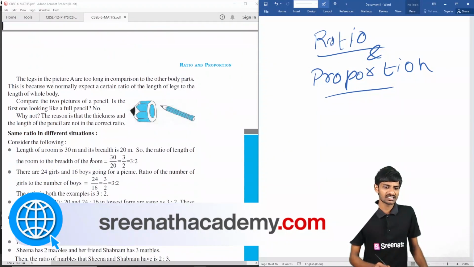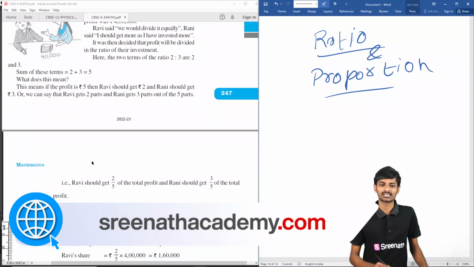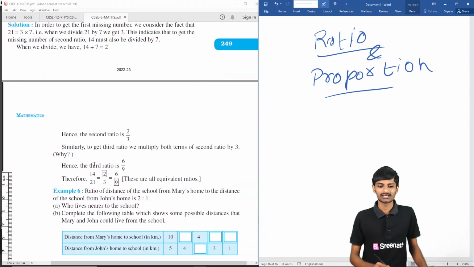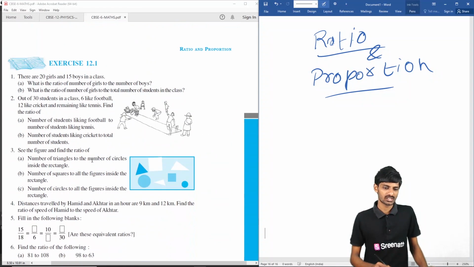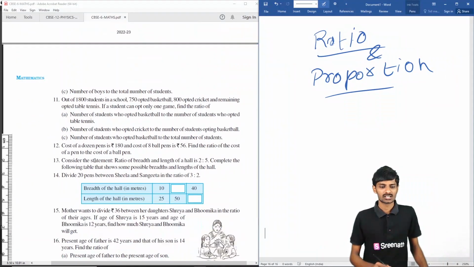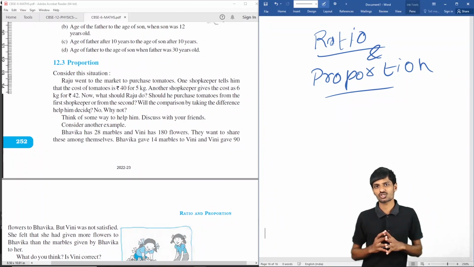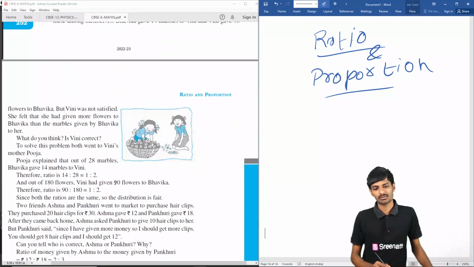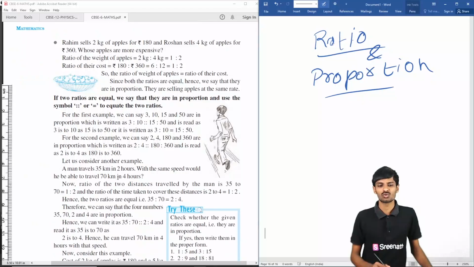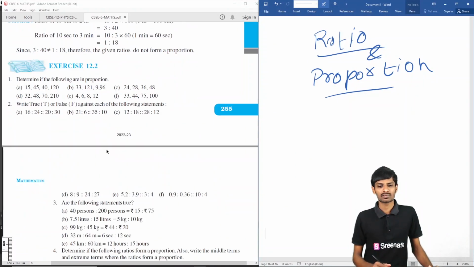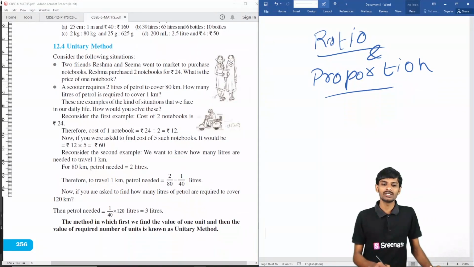After learning it and doing some problems on it, we are going to discuss another new topic, that is proportion, students. It is also somewhat similar to ratios. We are going to discuss that also. After doing some examples on it, next we will discuss the unitary method.